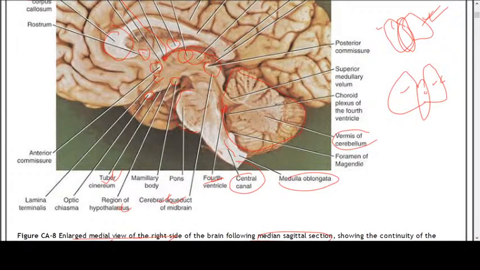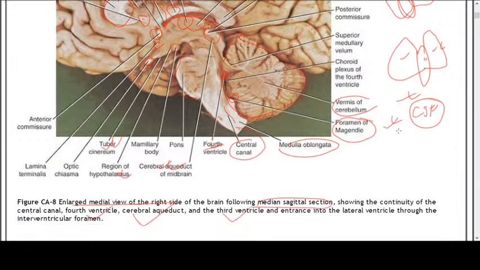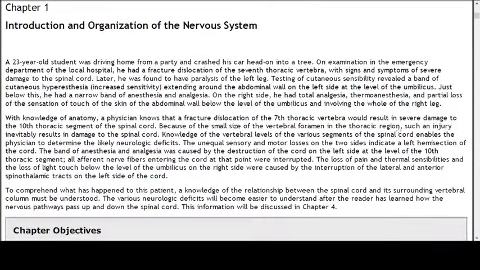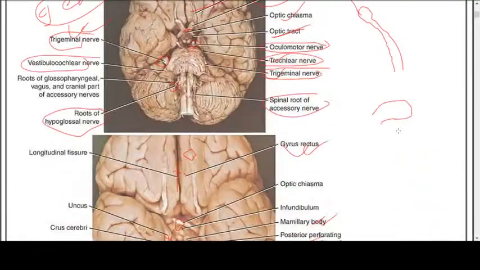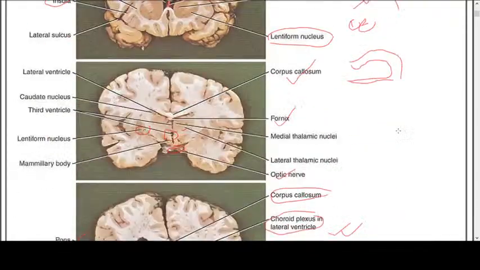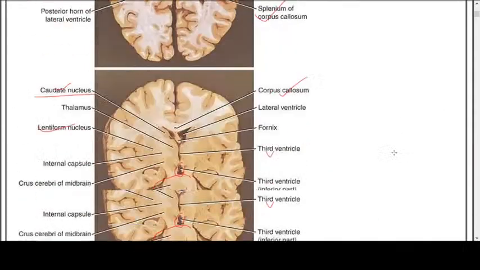Foramen of Magendie. Now the foramen of Magendie plays a very important role in the function of flow of the cerebrospinal fluid, which we'll be talking about in the next chapter. So this was all. Okay, so we just finished the atlas of the brain. We just went briefly over the atlas of the brain.